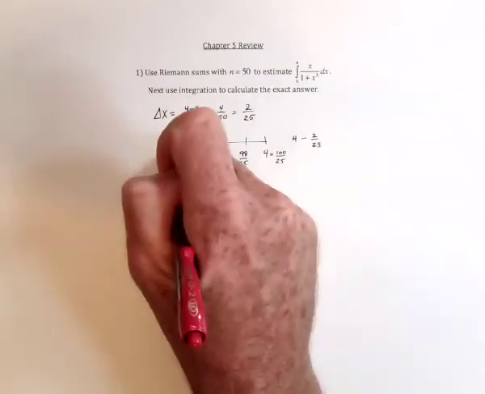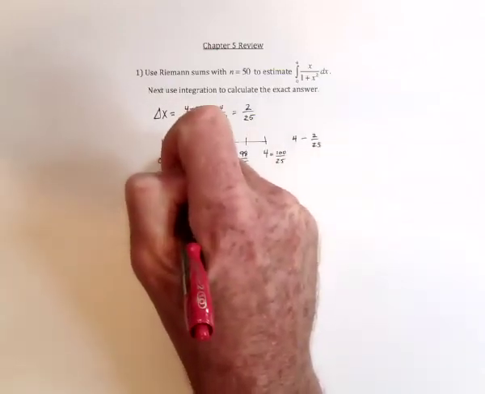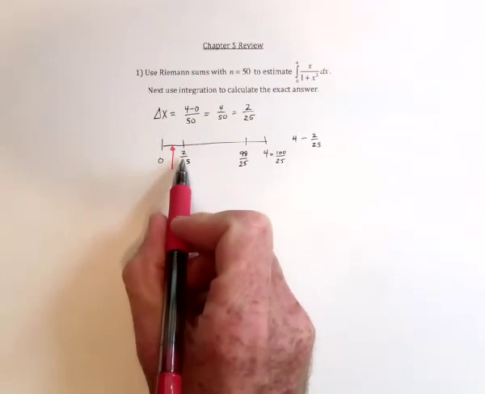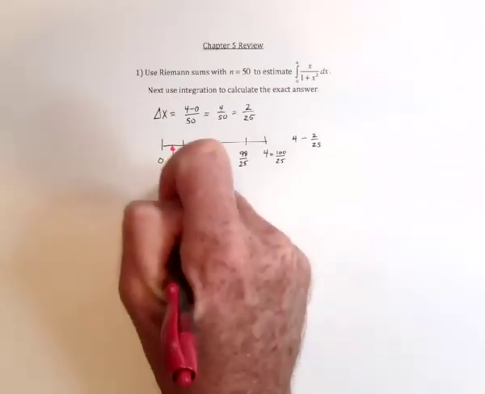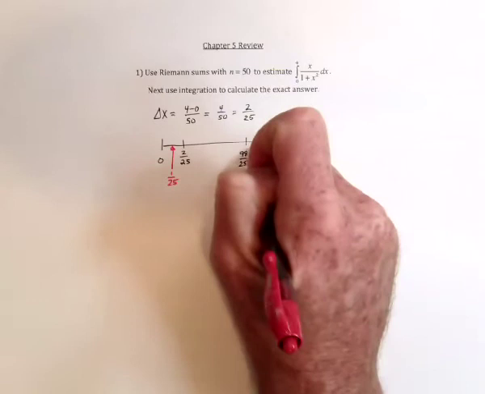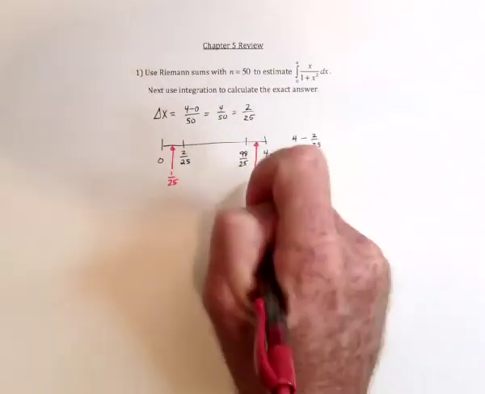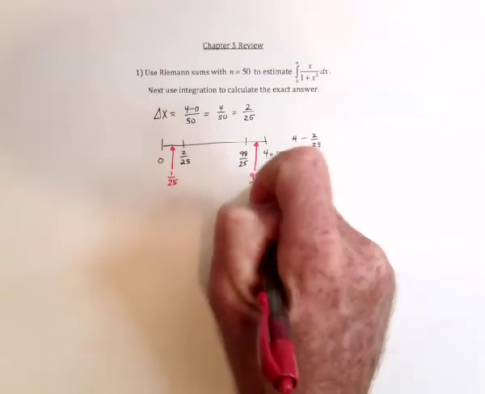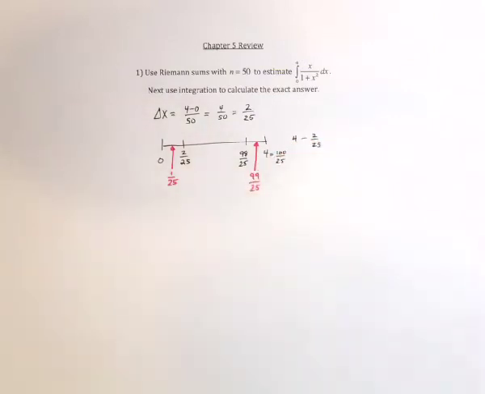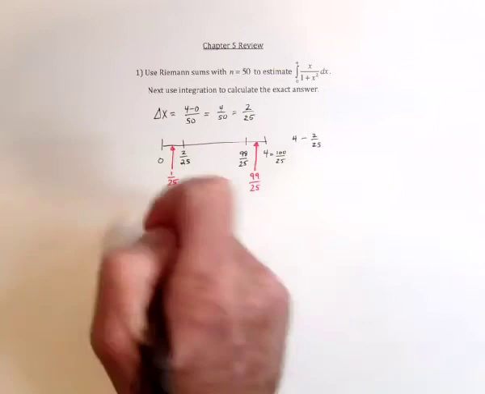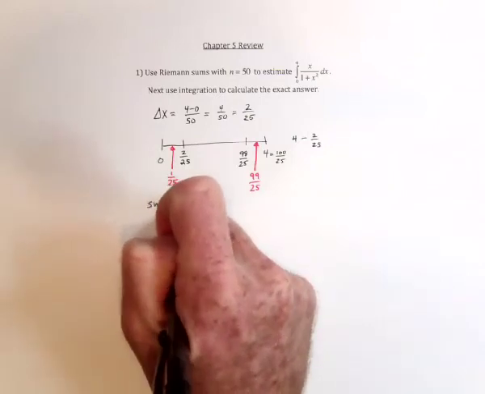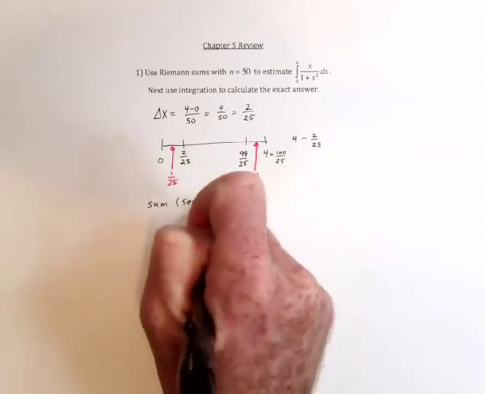Okay, so then I'm going to use the midpoints. So the midpoint here would be half of that, so it'd only be 1 25th. And I'm going to use the midpoint of this interval, and if that's 98 and that's 100, this must be 99. And then sum the sequence.